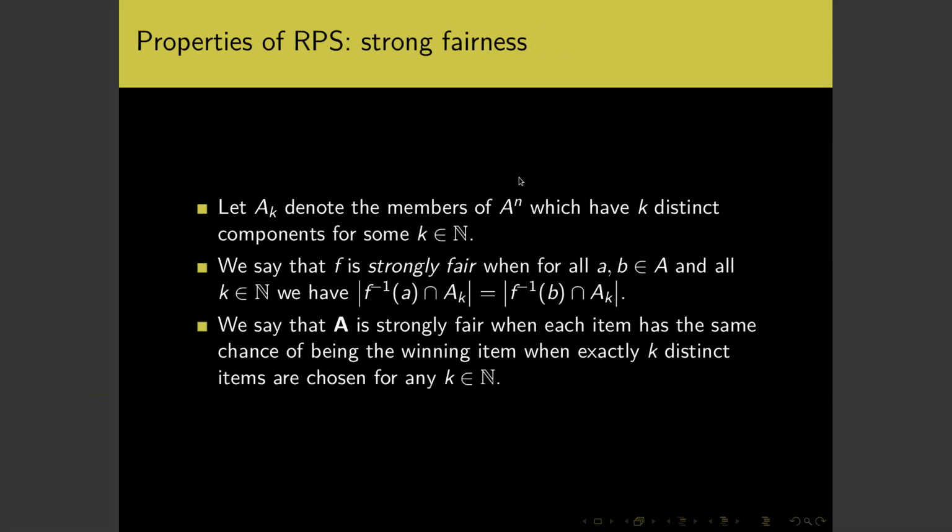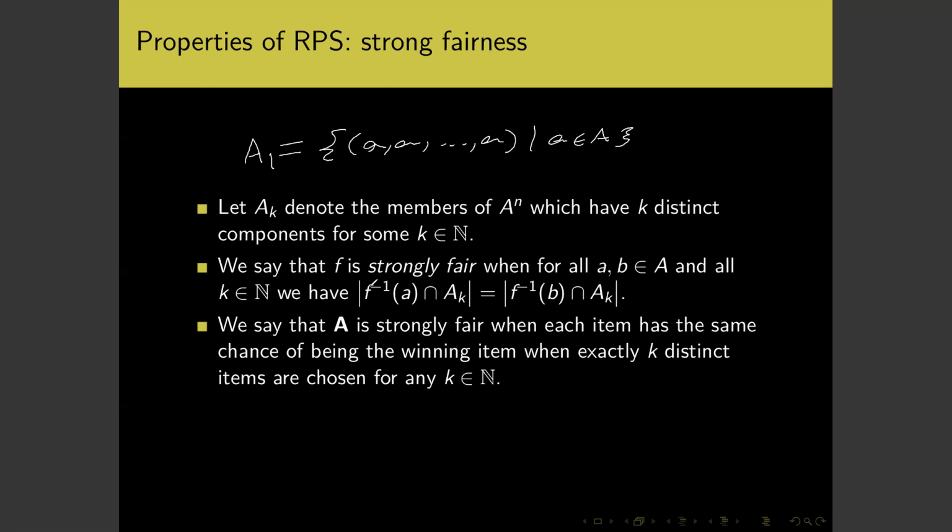Okay, so the third property that I would like is strong fairness. And so for this, I'm going to write A sub k to denote all of the members of A to the n, or in other words, all of the n-tuples of elements of A, which have exactly k distinct entries for some k. So for example, A1, and this is kind of silly, would just consist of all of the n-tuples which had all the same entry, or in other words, A1 is the diagonal, and then starting with A2, we have more interesting things.